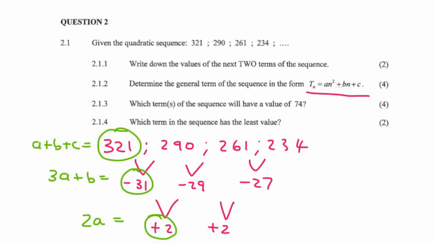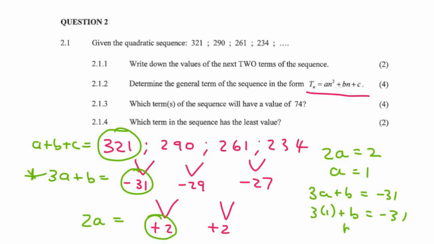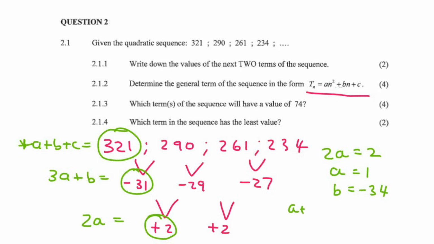So you start at the bottom, and it starts by saying that 2a is equal to 2, and so a would equal 1. Then we move to the second row where it says that 3a plus b is equal to minus 31, but a we already have, and so that's going to be 3 times 1 plus b is equal to negative 31, and if you go work this out, b would be negative 34. And then if you want to get c, you would just use the very top formula, which says that a plus b plus c must equal 321. But we already have a and b, so a is 1, b is negative 34, plus c is equal to 321. If you go solve this, you would find that c is equal to 354.